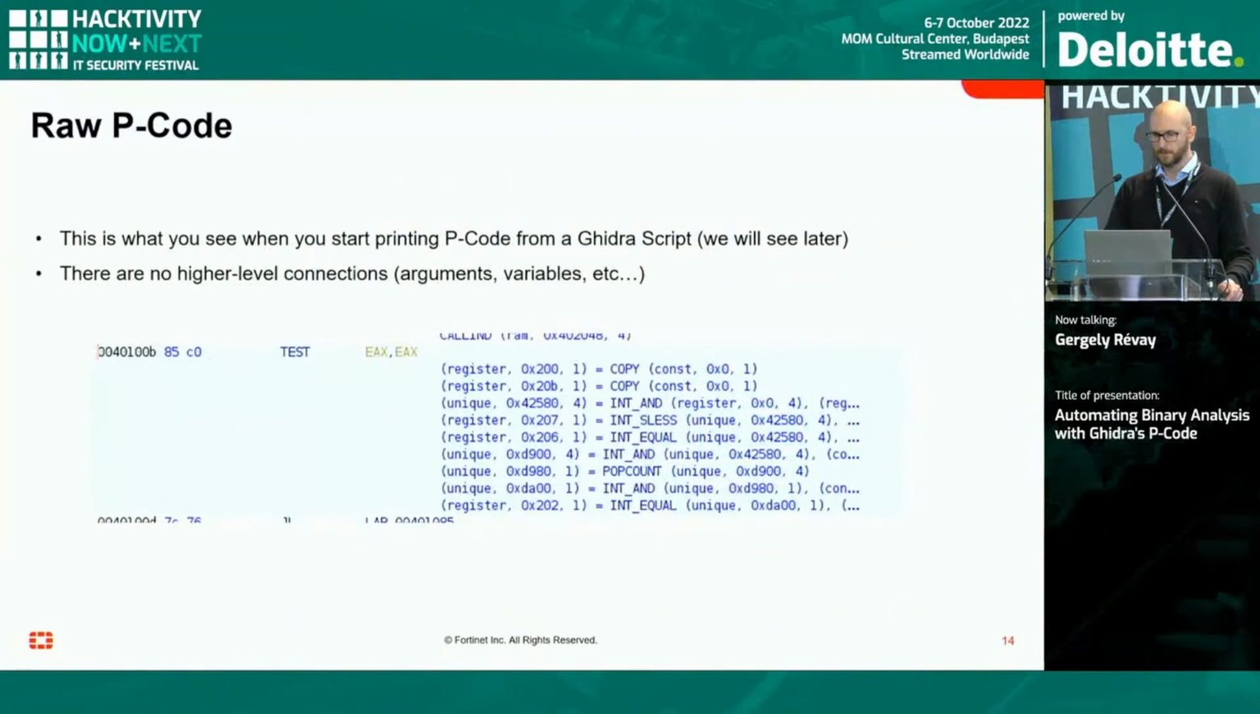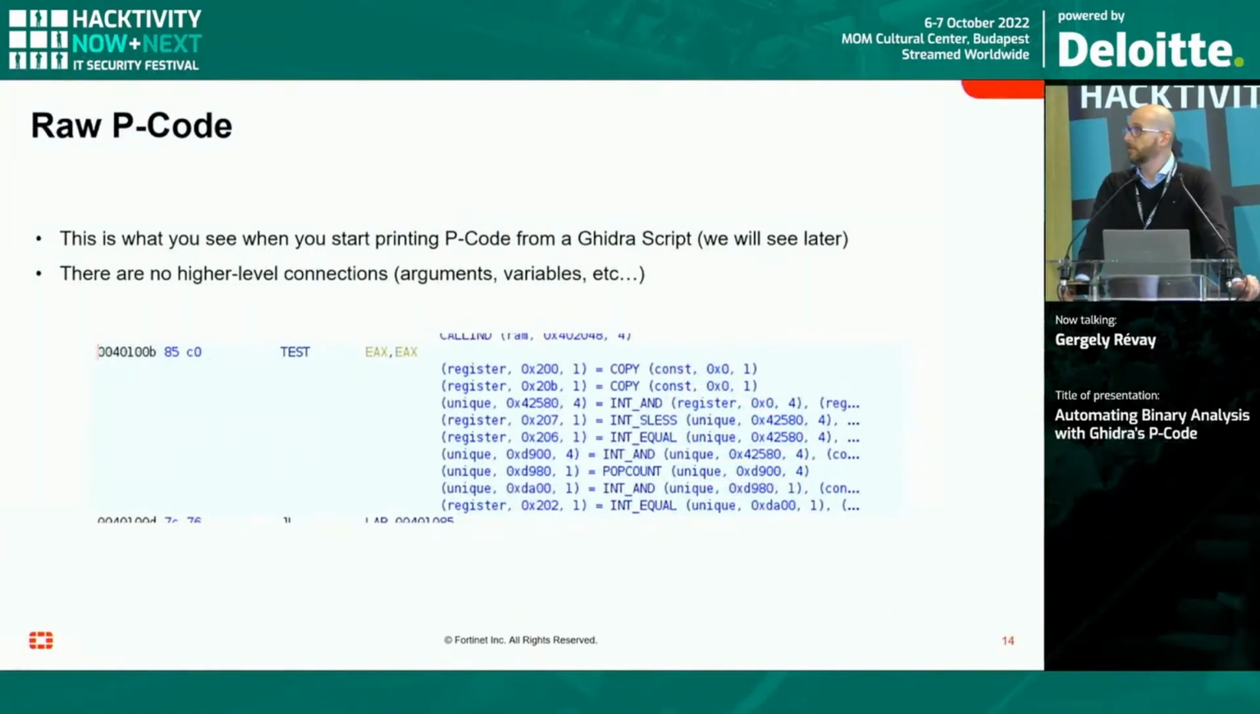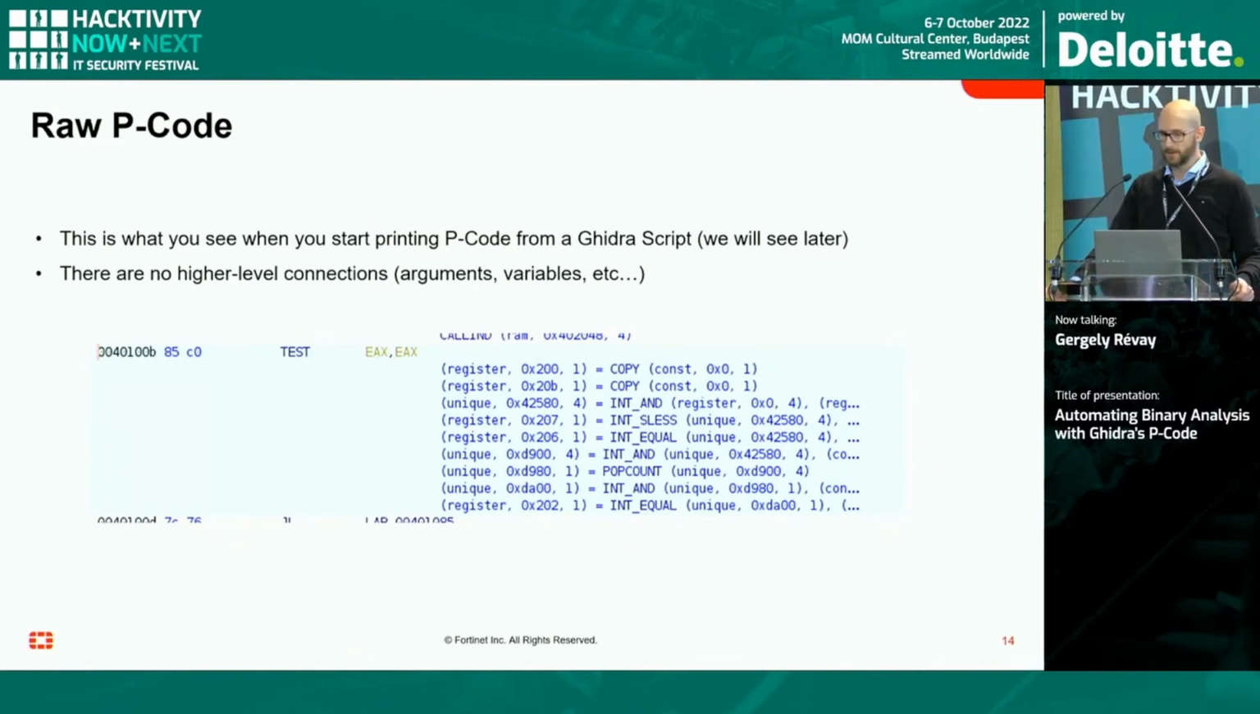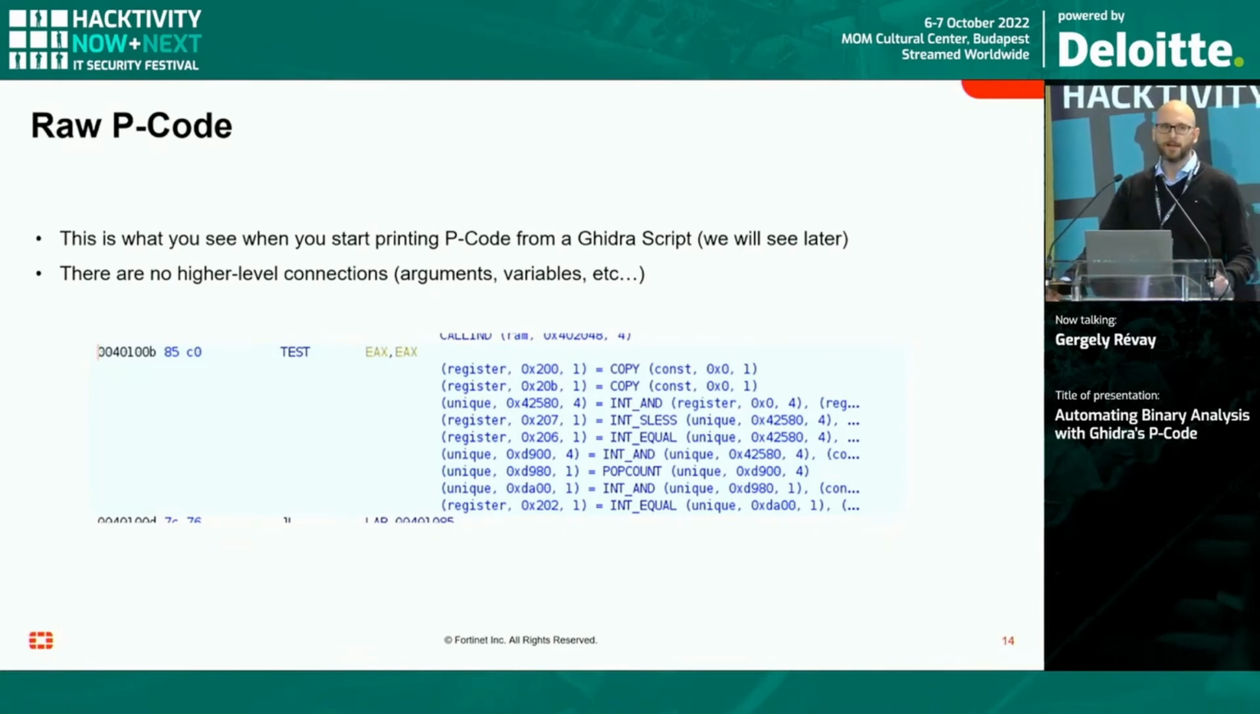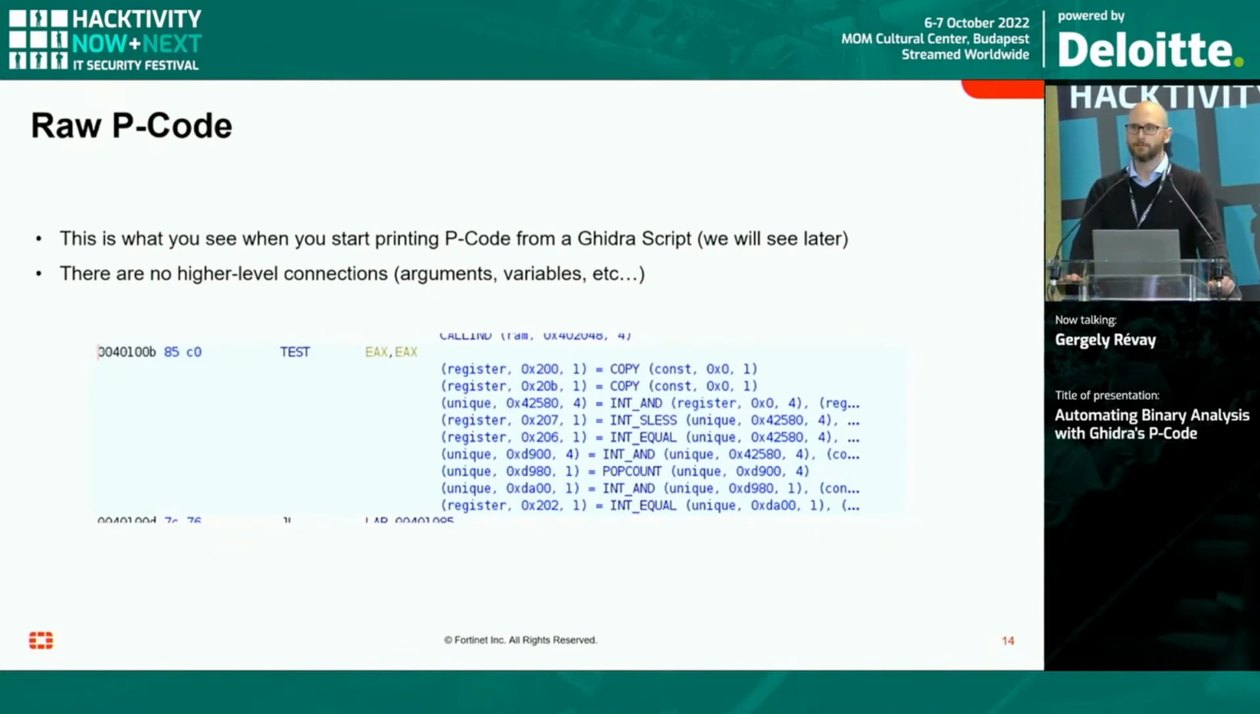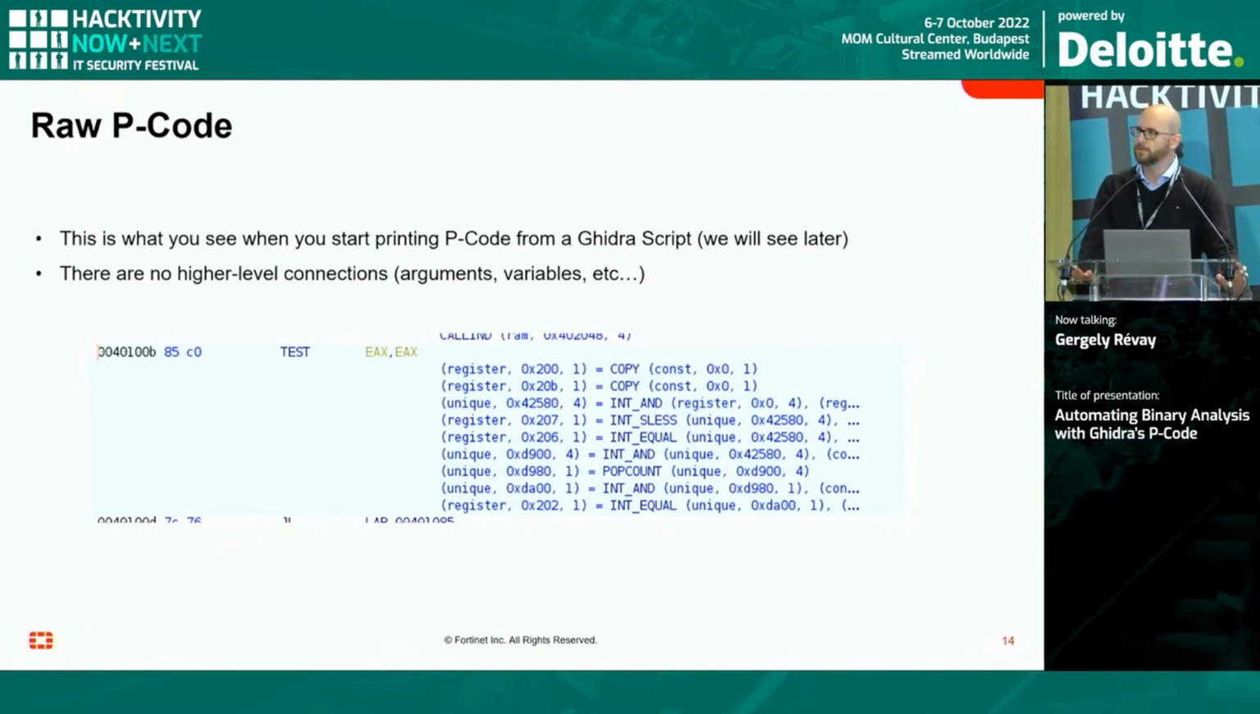Yes. And just to make it more complicated, there are two kinds of P-code in Ghidra. The one is called raw P-code, and the other is called high P-code. Now, I haven't found any kind of clear definition from the NSA of what these are, so I will just explain what I think they are.